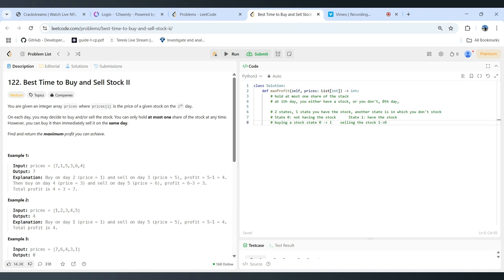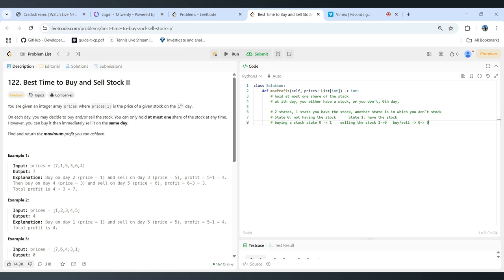And then there's a third type of action. It means that you can buy it and then immediately sell on the same day. So we also have this simultaneous two-step transaction that goes from buy and sell, which is a transition from 0 to 0 itself.